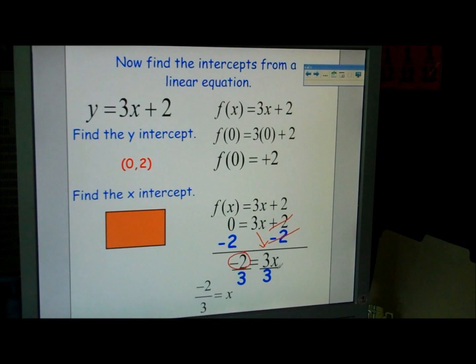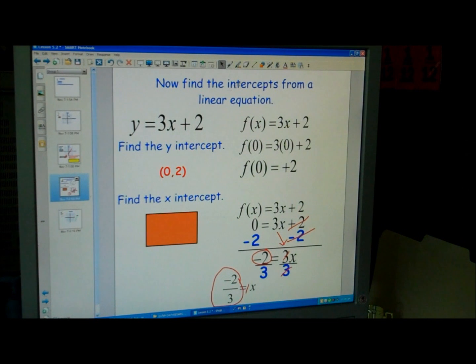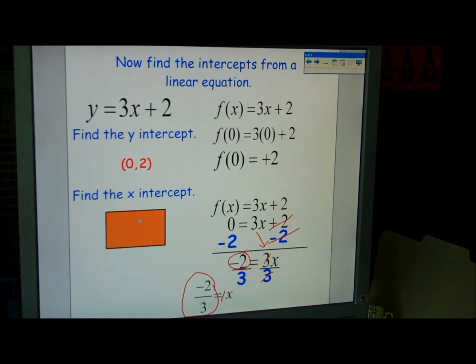Now I have to do the inverse of multiplication, which is division. 3 divided by 3, well, that gives me 1x, so that's good. -2 divided by 3. I'm just going to leave that. I'm not going to put that as 0.66. I just want to leave that as the fraction, and that's fine. Okay? So my ordered pair here, my x-intercept where this line is going to hit the x-axis is at -2/3, 0. I have 2 ordered pairs now. Can I graph this function? Yes, I can, because I know that it's going to hit at 0, 2 and at -2/3, 0.